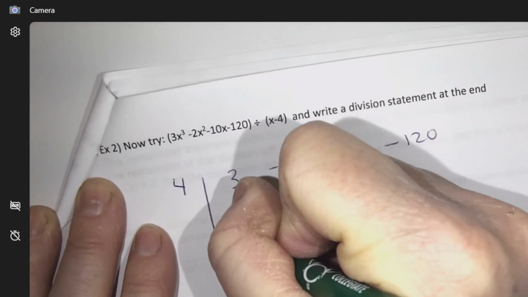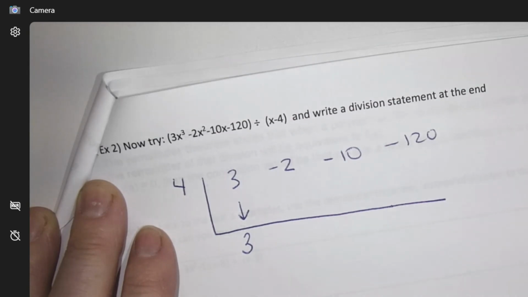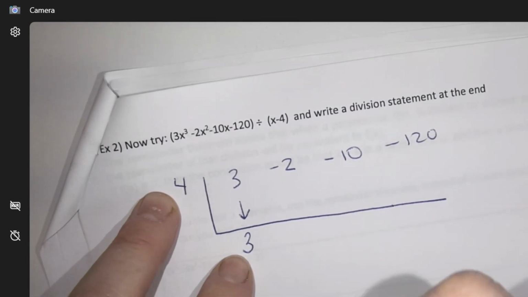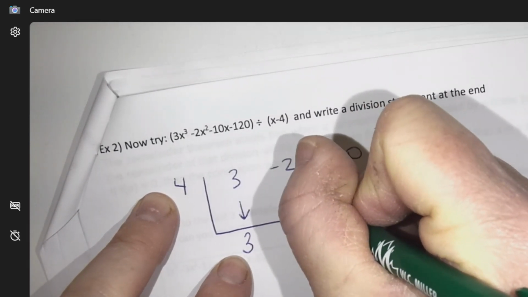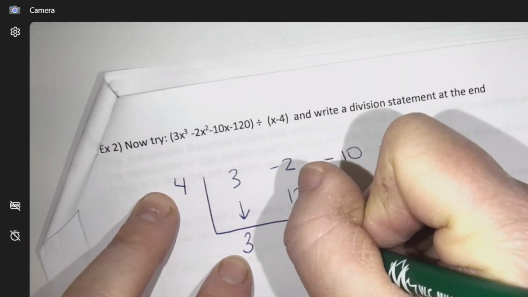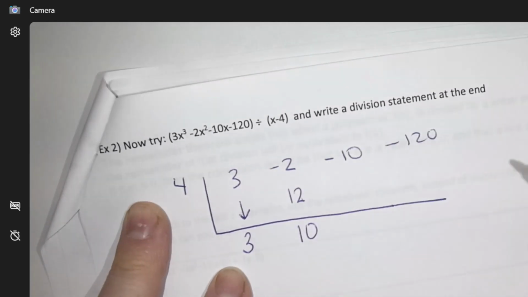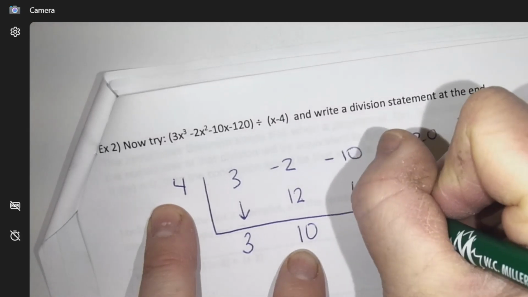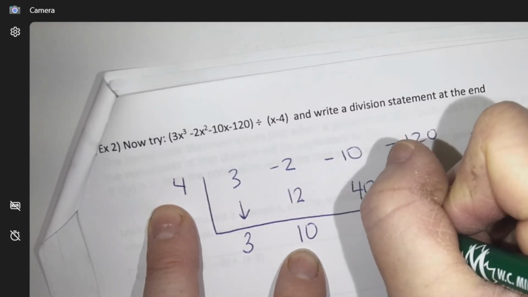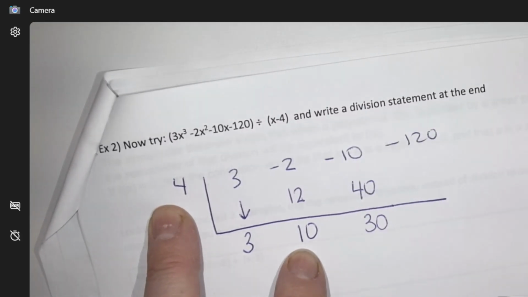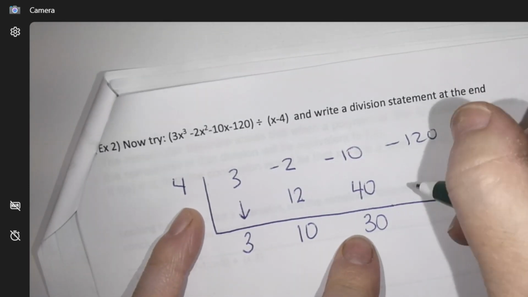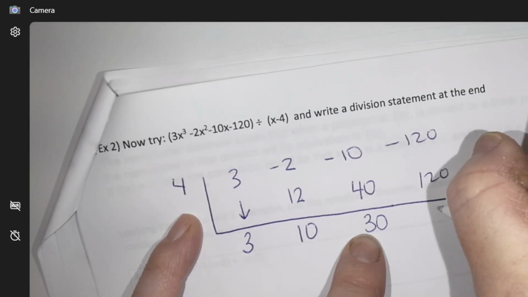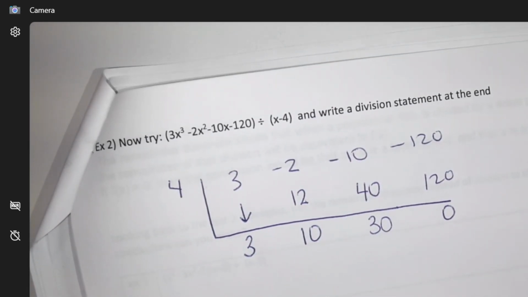Okay, process starts by bringing down the first. Times diagonal, 12. Add vertical, 10. Times diagonal is 40. Add vertical is 30. Times diagonal is 120. Add 0.